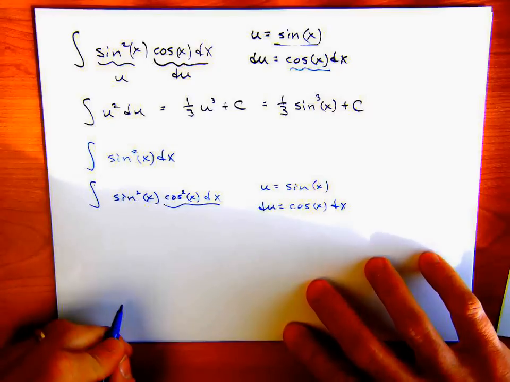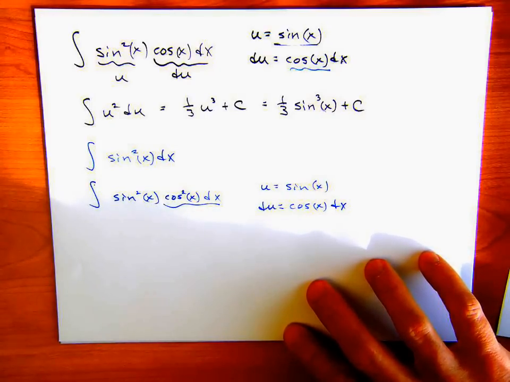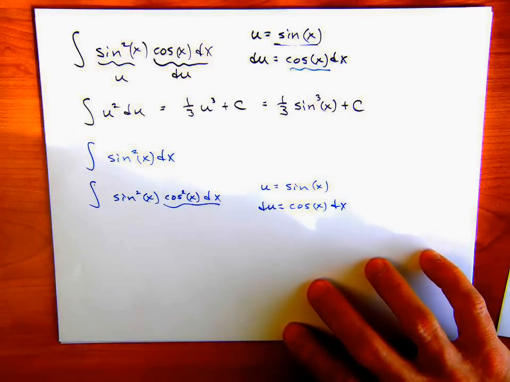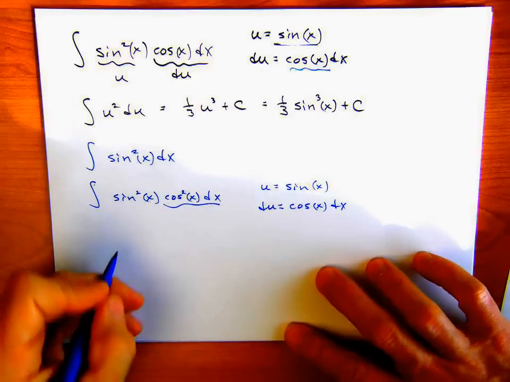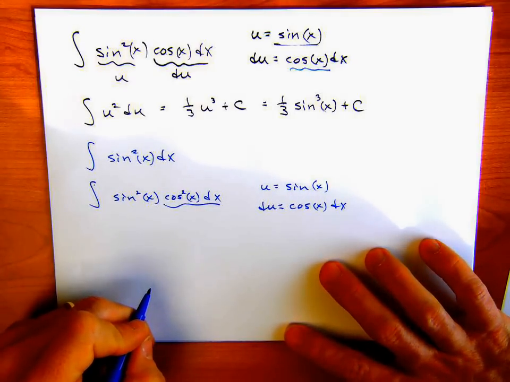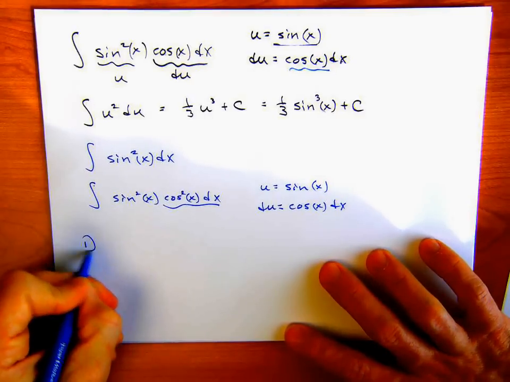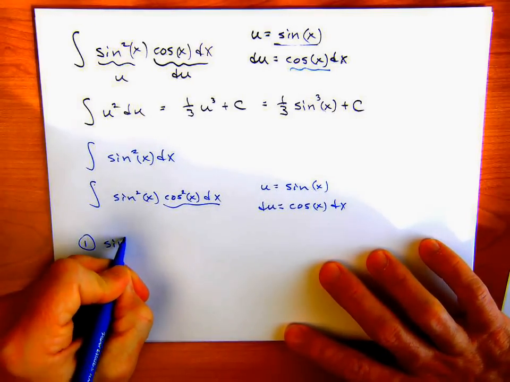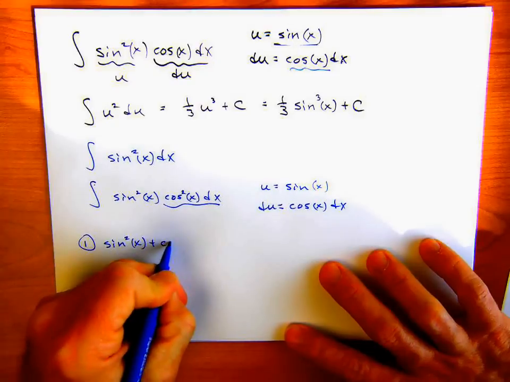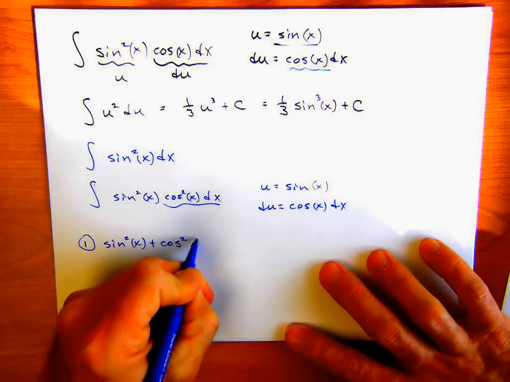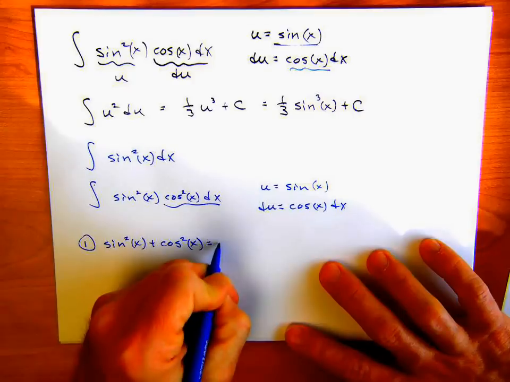So there's a couple of identities that we're going to use in this section. One is called the Pythagorean identity. You should already know it, but here it is again. It is sine squared of x plus cosine squared of x equals 1.